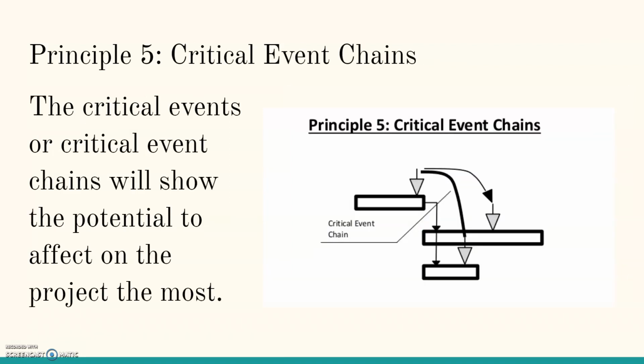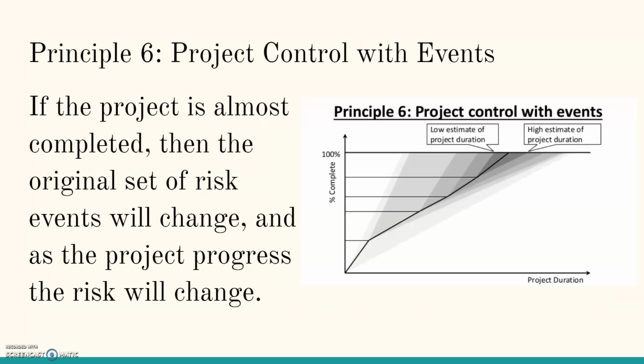Principle 5, critical event chain. The critical event or critical event chain will show the potential to affect the project the most. And as you can see in the diagram, it just kind of explains it right there.